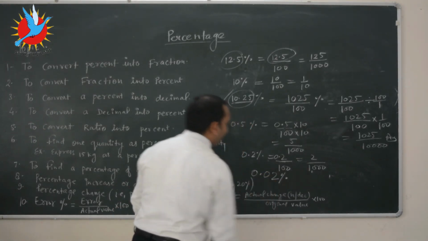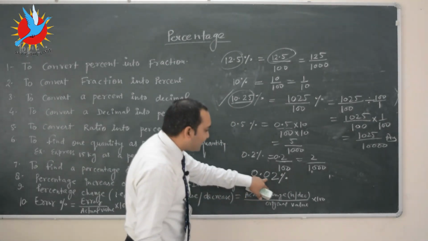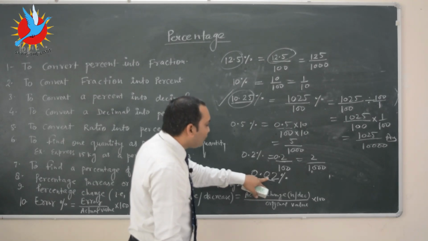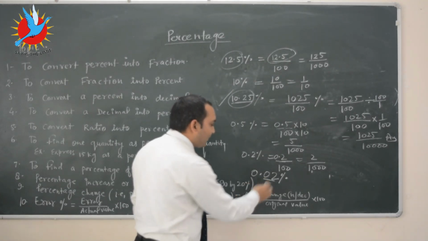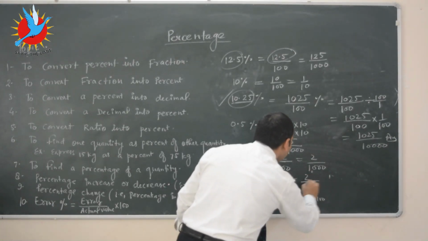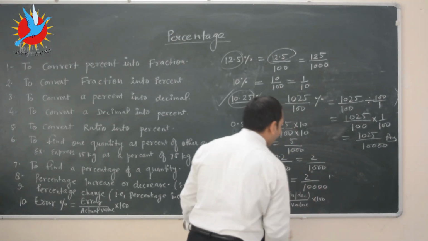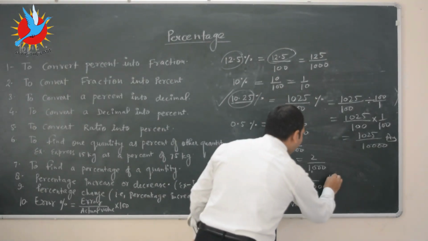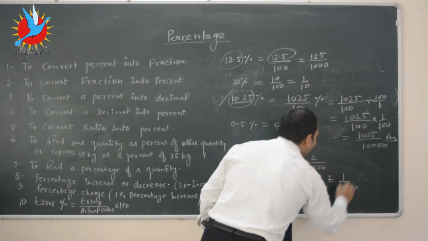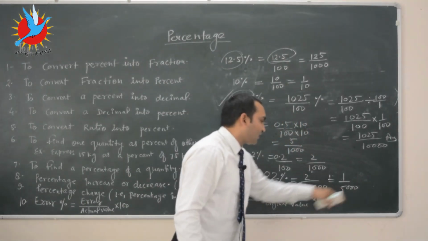What is the value of 0.02%? So how many decimal places? 2 decimal places. So convert this, 2 upon 100%. This is 2 upon 100% means 2 upon 10,000, or 1 upon 5,000. This is the decimal fraction.